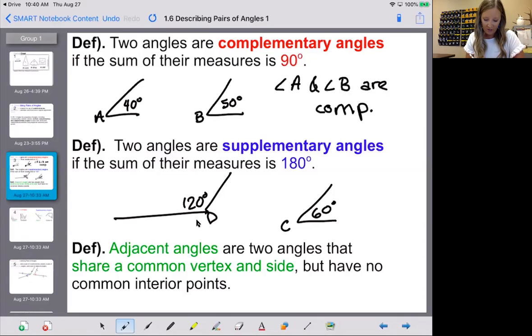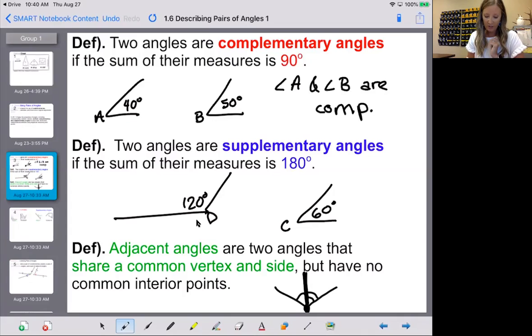Okay, so adjacent angles would be like if I had an angle here, let's say that angle, and then it was also touching this angle over here. Okay, so those two angles, since they share a side right here and they share a vertex, are considered adjacent angles, or next to or touching angles.